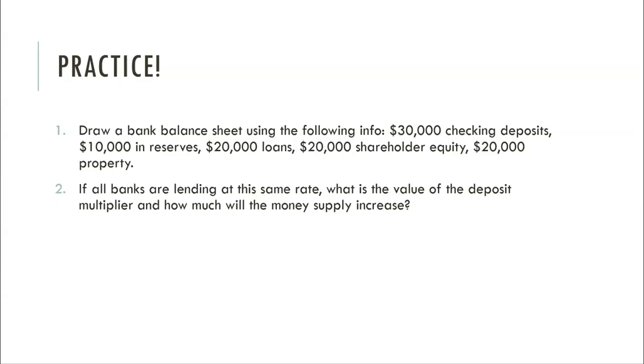Okay, so here is a practice example you can do. Draw a bank balance sheet using the following information: $30,000 in checking deposits, $10,000 in reserves, $20,000 in loans, $20,000 in shareholder equity, $20,000 in property. So you should have assets and liabilities, and they should balance. Then I want you to think, if all banks are lending at the same rate, what would be the value of the deposit multiplier, and how much would the money supply increase? So you want to figure out what percentage of deposits are being lent out. So pause here. Okay, let's go over the answers.